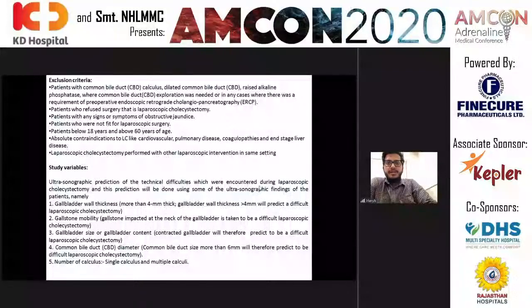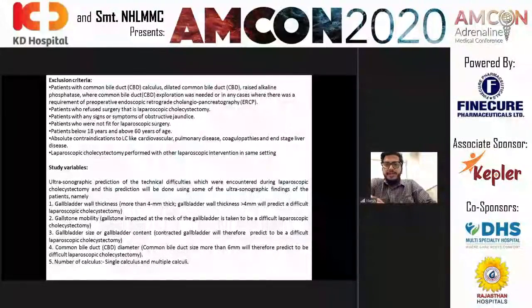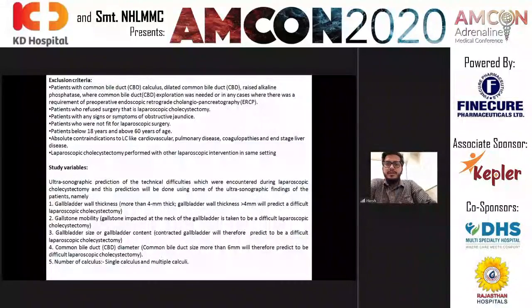Study variables. Ultrasonographic predictors included GB wall thickness more than 4 mm, which predicts a difficult laparoscopic cholecystectomy. Gallstone mobility: an impacted gallstone at the neck of the GB is taken as difficult cholecystectomy. Gallbladder size or gallbladder content, like contracted GB, also predicts difficult cholecystectomy. CBD diameter, and the last one is the number of calculi, single or multiple.